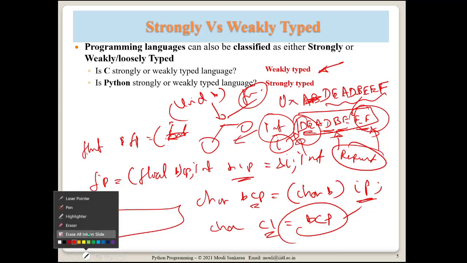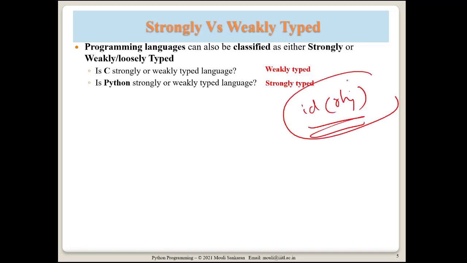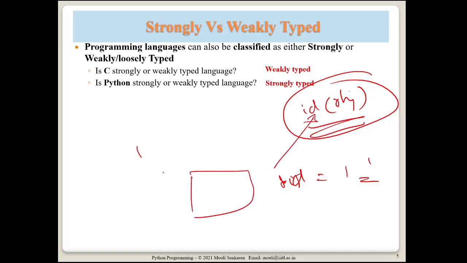Now, why is Python not a weakly typed language? Because even though it allows you to get the ID, you can't do anything with the ID. You can't say star ID and write into something, right? It will not allow you to do anything. Maybe you can get the ID to know whether it is referring to the same object or a different object, but I cannot do anything with that ID.